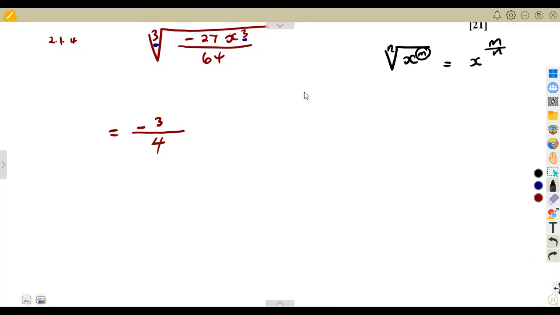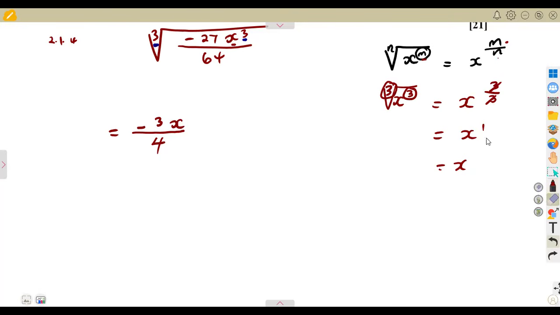So let's use this to simplify the cube root of the part that is remaining, x to the exponent of 3, because we are remaining with a variable there. It means x to the exponent of 3, which is our m, over n. Our n is the number inside of the root sign, which is the 3. So we are going to have x to the exponent of 1, which is just x. So in the numerator on top, I have x. So it's going to be minus 3x over 4.